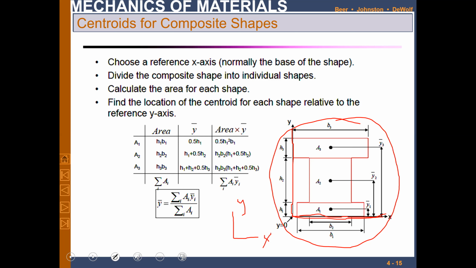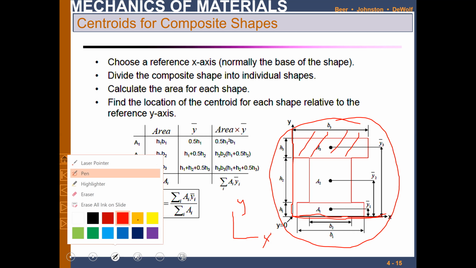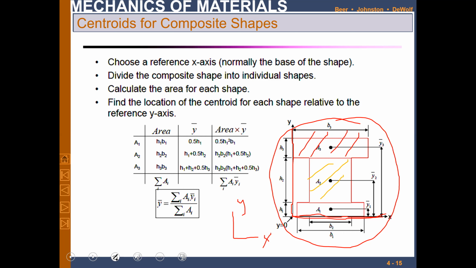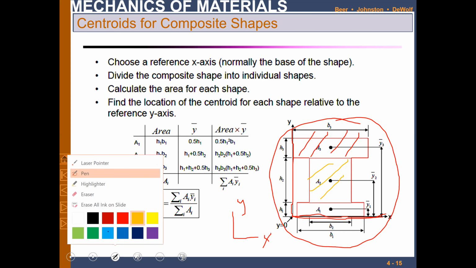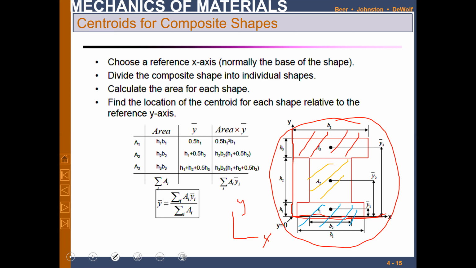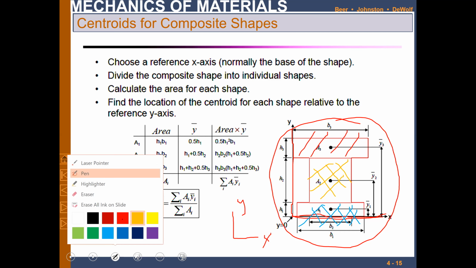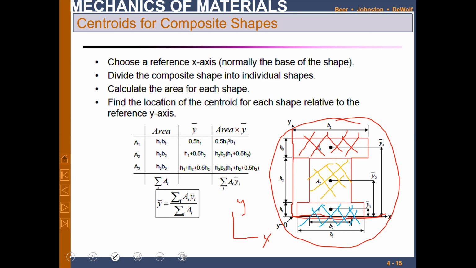Like in this particular case, you can see this is one shape, this is the second shape, and this is the third shape. So you calculate the area of that shape. For example, for this particular one, it is h1b1. For this one, it is h2a2, and for this top one it is h3b3.